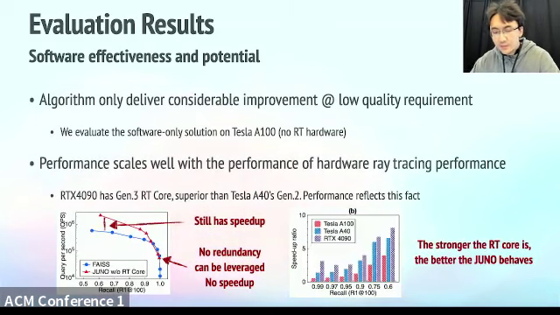On the other hand, we verified the impact of the performance of RT cores, and JUNO behaves better on Gen 3 RT cores on ADA GPUs, and it turns out that the stronger the RT cores, the better JUNO is.